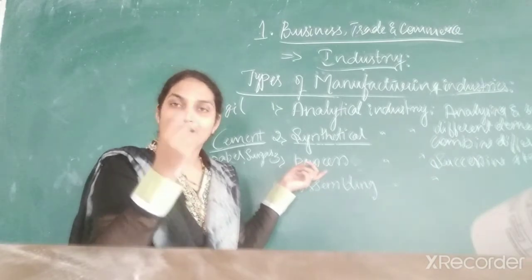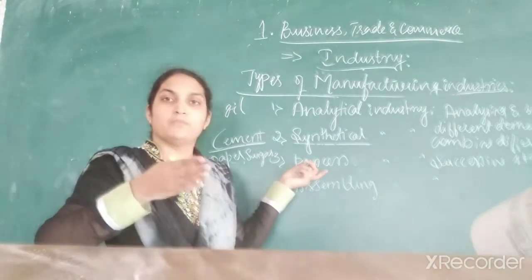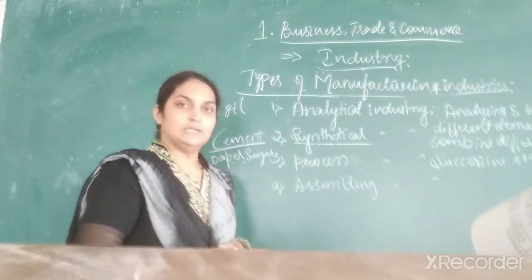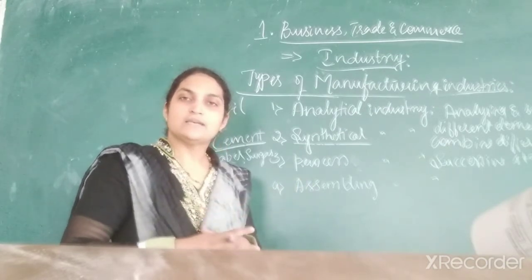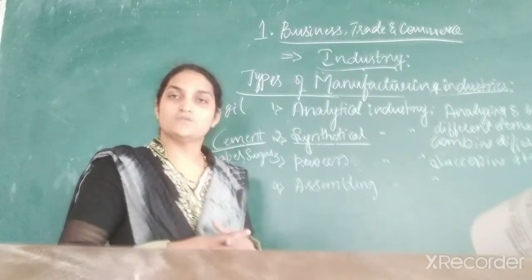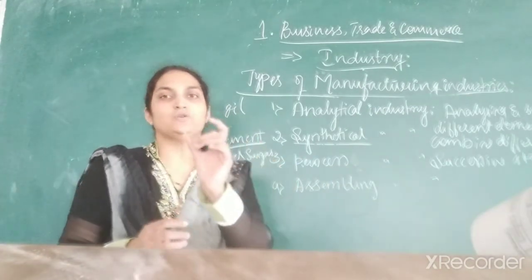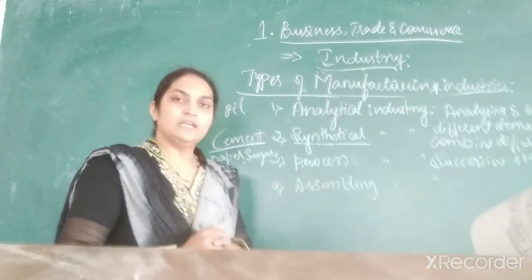In order to make finished goods, you follow a number of steps, a number of stages you go through. That is called processing industries. Next one is assembling industries. Assembly industries are those industries which are concerned with assembling different elements in order to produce a finished product.